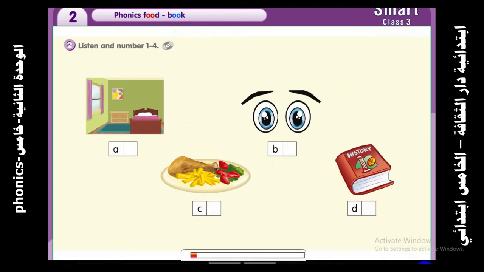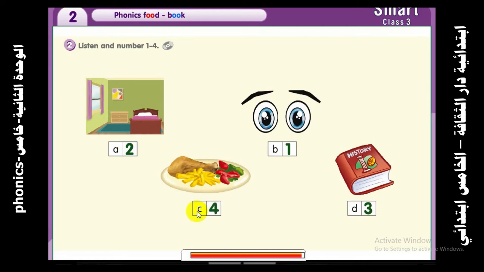2. Listen and number 1 to 4. 1. Look. 2. Room. 3. Book. 4. Food.